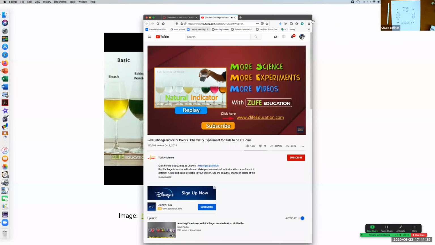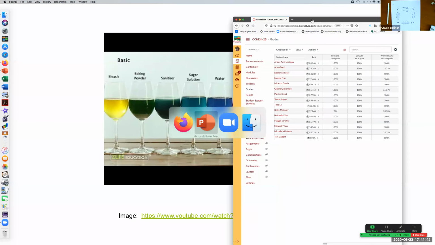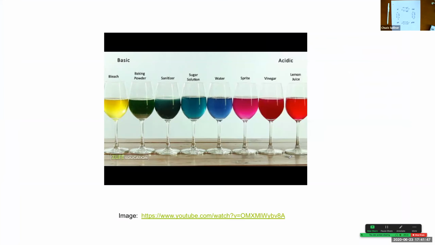Wow, wasn't that cool? So let me get back to my PowerPoint. There it is. So you can do this at home. You can show your family, your brothers, your sisters, your friends what you're learning in chemistry. It turns out that purple cabbage juice is a natural pH indicator. It's like a universal indicator. So look at all the colors that cabbage juice changes to at the various pHs. You're going to learn about pH indicators in lab.